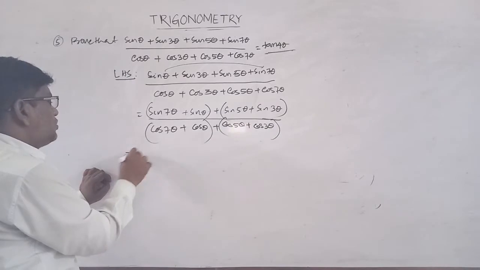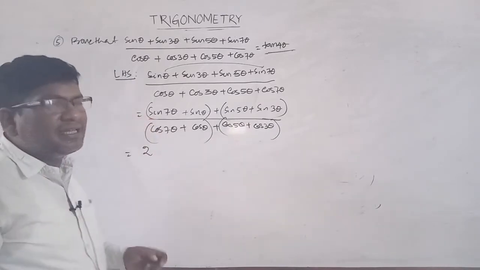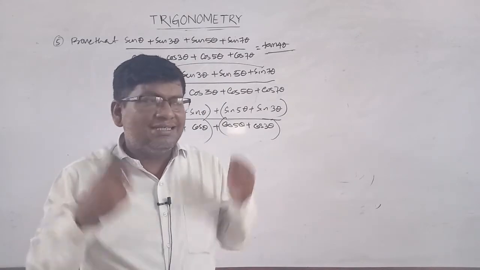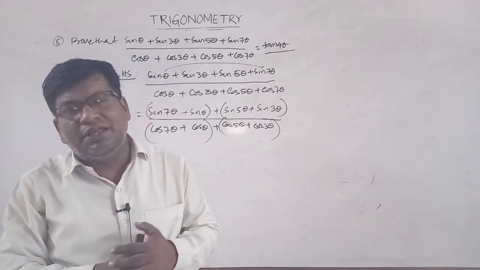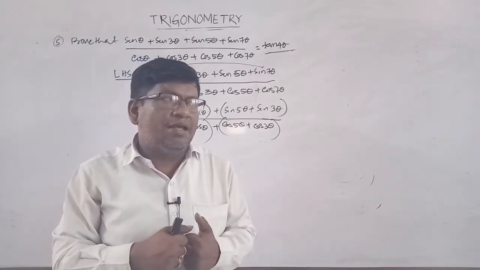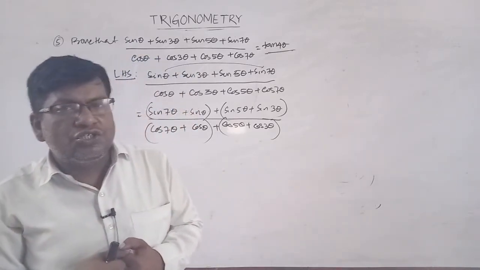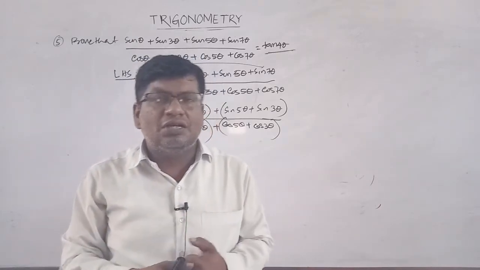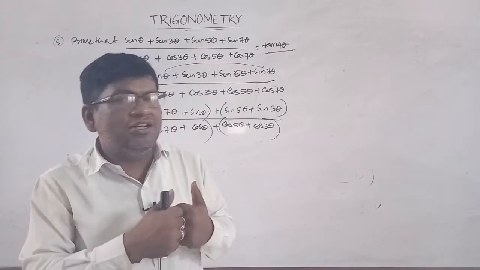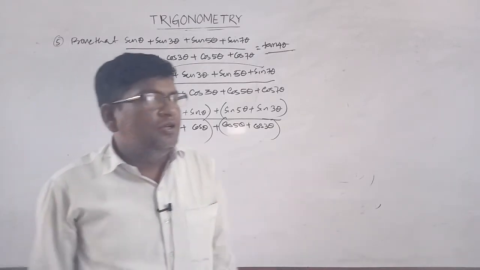So what is the formula for sin C plus sin D? The answer is 2 sin C plus D by 2 into cos C minus D by 2. What is the cos C plus cos D formula? The answer is 2 cos C plus D by 2 into cos C minus D by 2. These are the CD formulas.